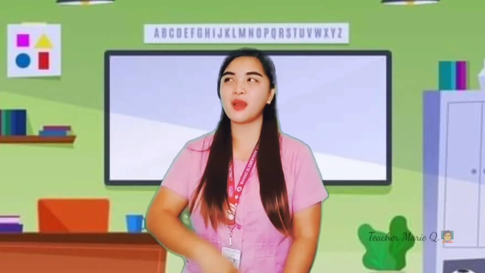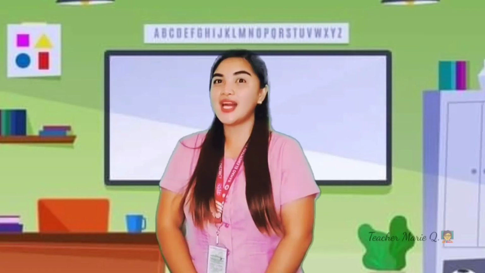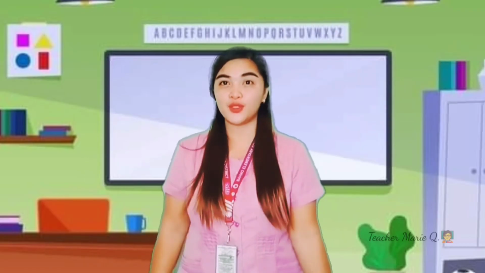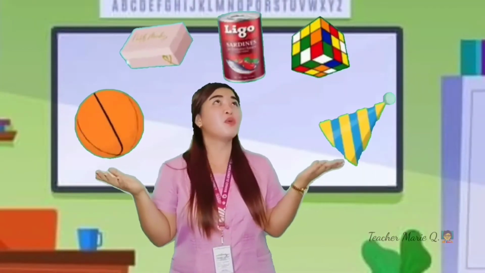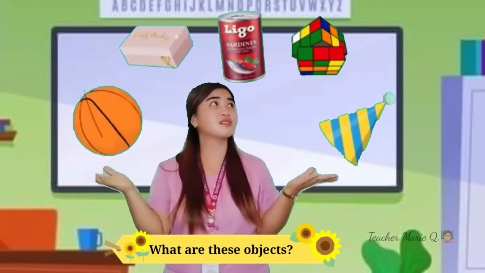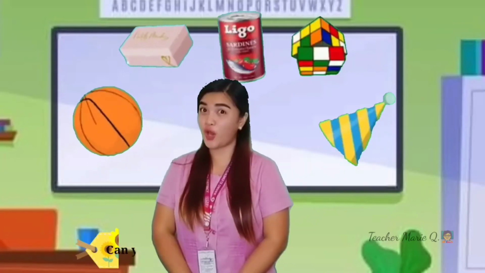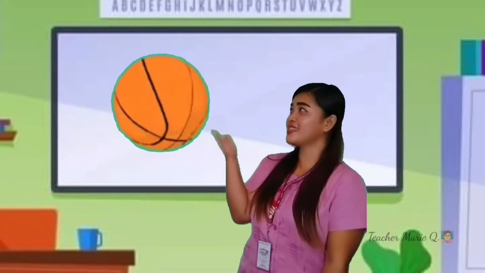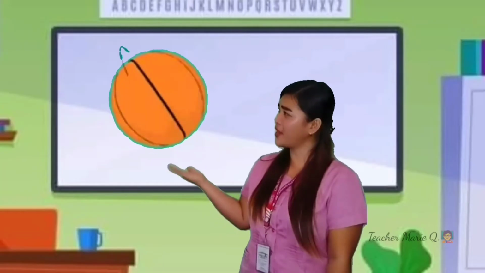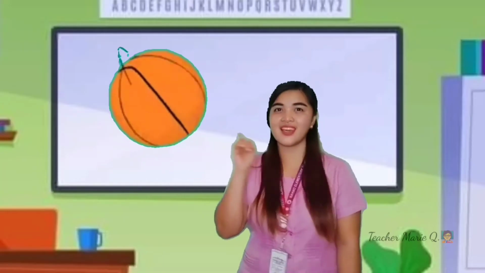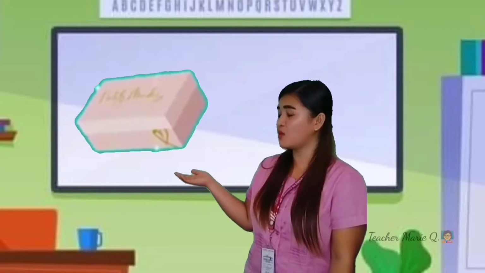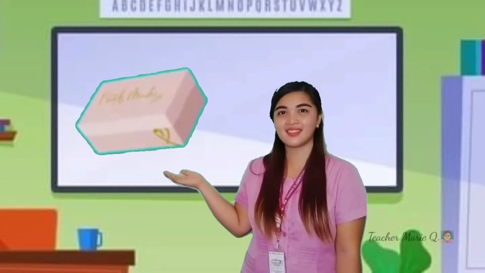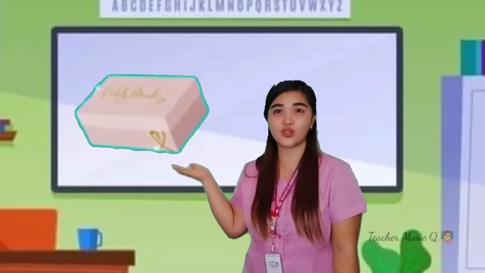So this time, bring out your pen and your self-learning book. Let us begin our new lesson for this morning. Oh! What are these objects? Can you help me identify these objects? Let's have this first. What do you call this one? Great! This is a watch. How about this one? What is this? Correct! This is a shoebox.